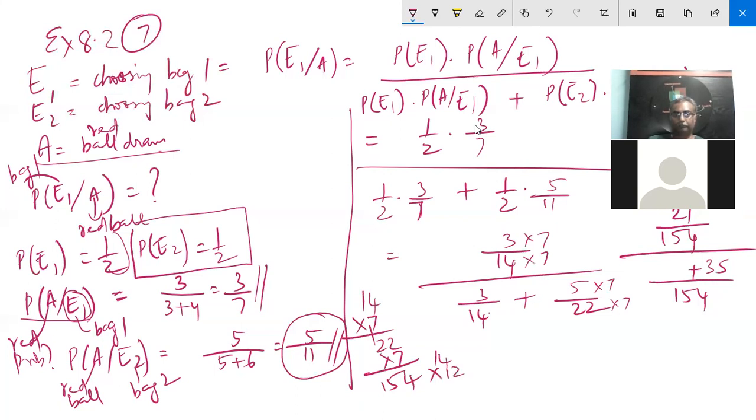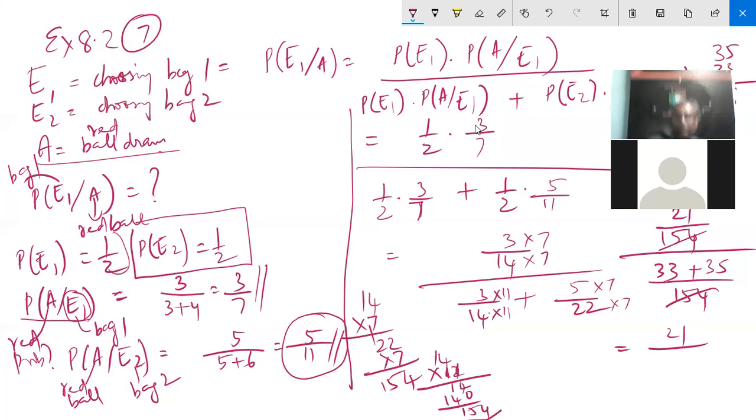14 goes 11 times. So this is into 11, this is into 11. So 3 into 11, 33. Cancel both of these. You get 21 by 35 plus 33. 35 plus 33, 68. 21 by 68. So that is your answer. P of E1 given A is equal to 21 by 68.